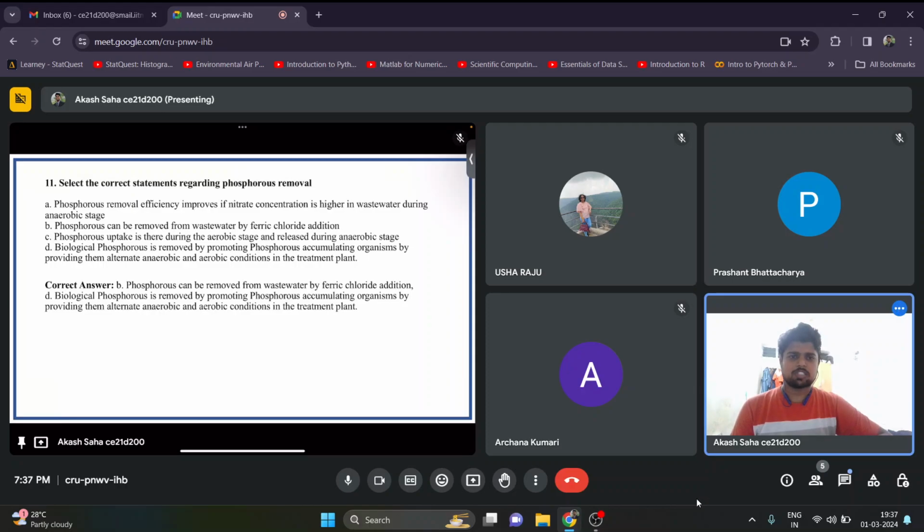I think you might need to check those options again. So you can see the lectures basically. And option B is correct because of the ferric chloride addition. But whereas for phosphorus uptake and then aerobic, it will be first anaerobic and then aerobic.